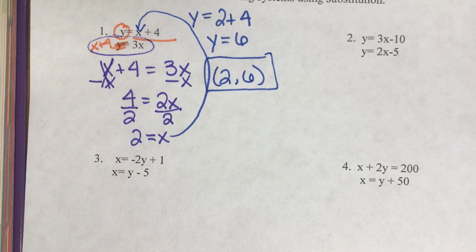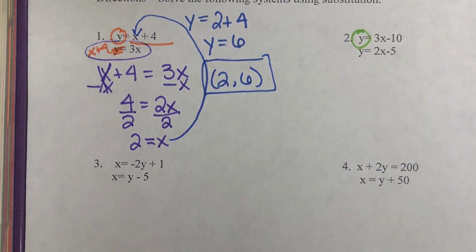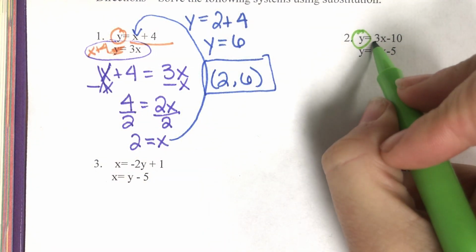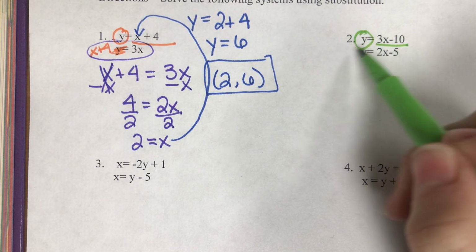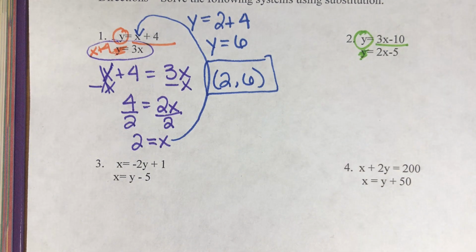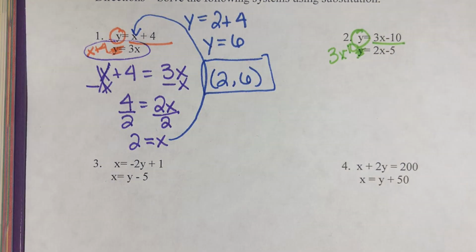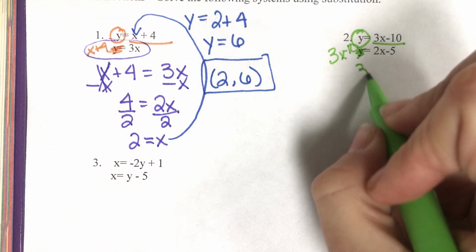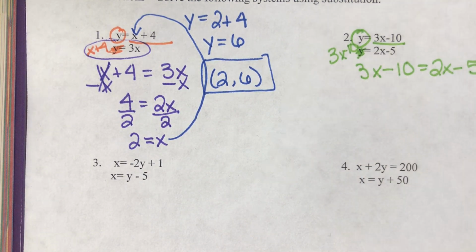Okay, number 2, we're going to start the same way. We're finding where we see an x equals or a y equals. We're going to circle one of them, and then underline what it's set equal to. So we're going to underline that 3x minus 10. Whatever letter we circled is the one that we want to cross out in the other equation, and we're going to replace it with the stuff that we underlined. So this 3x minus 10 is going in for it. And my new equation now says 3x minus 10 equals 2x minus 5.